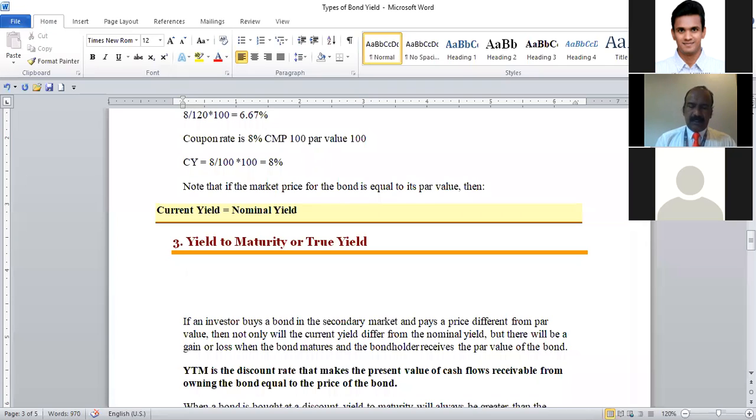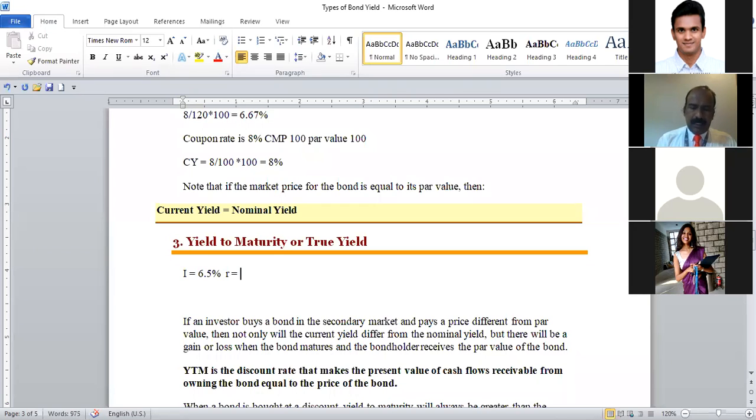I mean, we have done three cases. I'm taking the same case. I is equal to 6.5%. R is nothing but yield. In the first case, yield is 3.9.